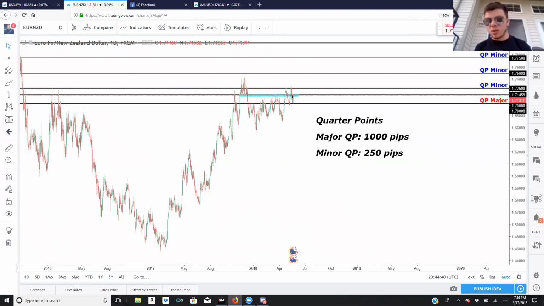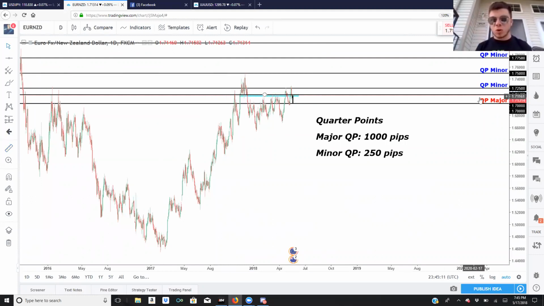How I found that: you don't ever count the last number, because that's a pipette, and it takes 10 pipettes to make a full pip. I just go by even numbers, place another one, and check: is it 1,000 pips? Boom, it's 1,000 pips. We're good to go. Now you have both your majors, and you're looking for your minor quarter points in between those majors.